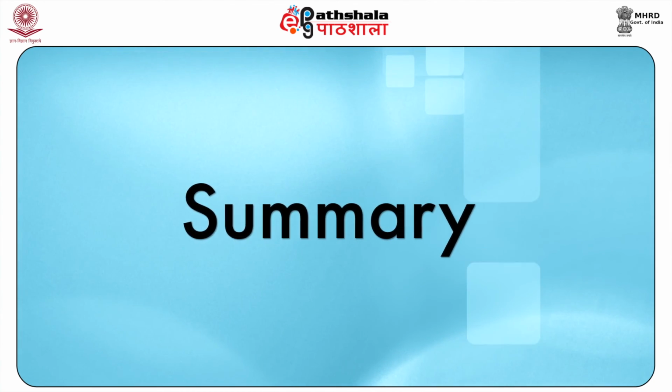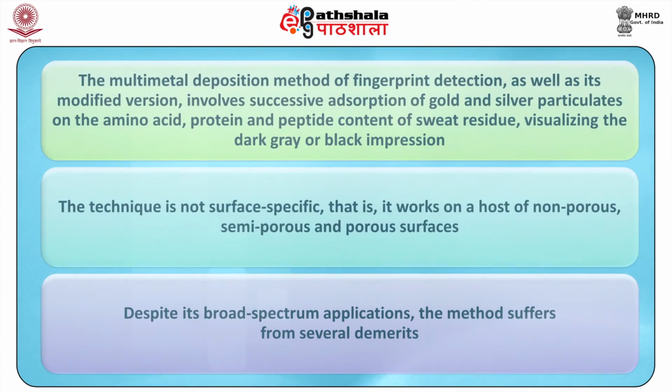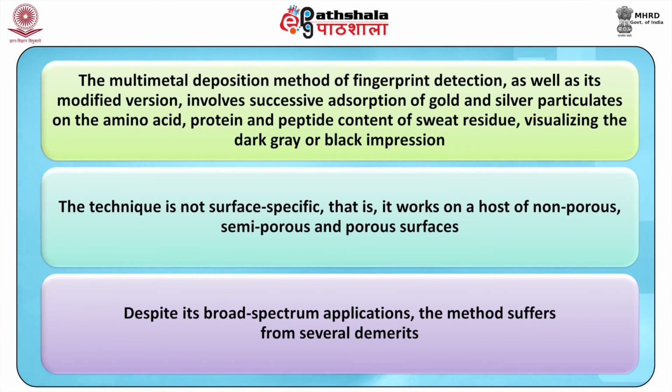Now, my dear students, let us summarize this chapter. So, in this chapter, we have learned that the multi-metal deposition method of fingerprint detection, as well as its modified version, involves successive adsorption of gold and silver particulates on the amino acid, protein, and peptide content of sweat residue, visualizing the ridges as dark gray or black impressions. The technique is not surface specific, that is, it works on a host of non-porous, semi-porous, and porous surfaces. Despite its broad spectrum application, the method suffers from several demerits.